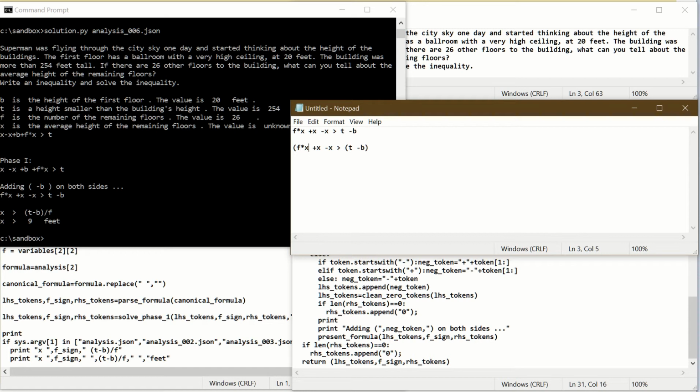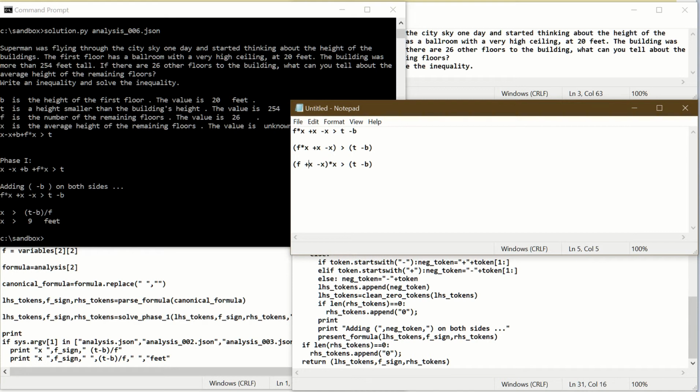Okay, so I have two expressions here in parentheses, that is the summation of different tokens. Okay, then what I will do, I will factor out the unknown on the left hand side. So that will be from f times x, so I will have here times x, and then from this first token I will remove star.x.